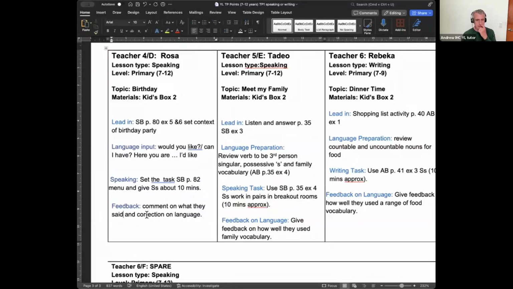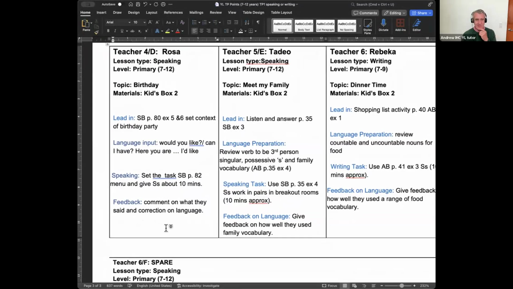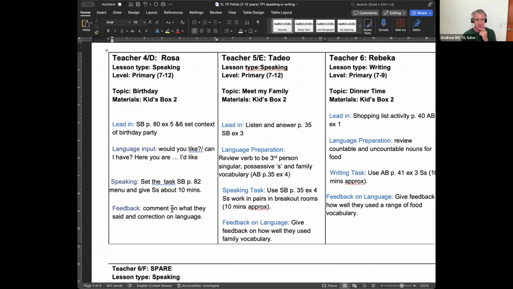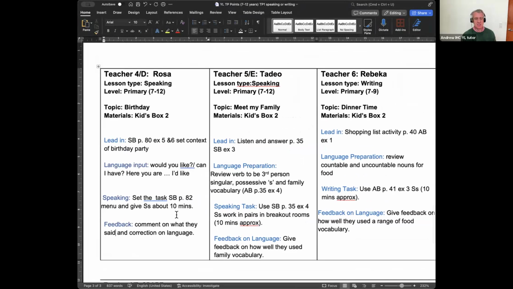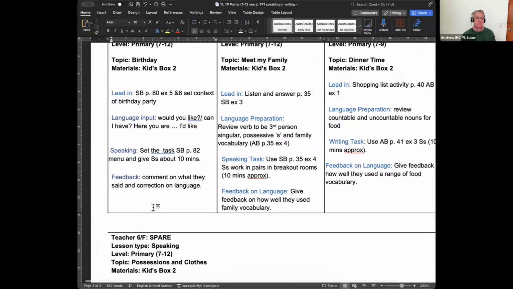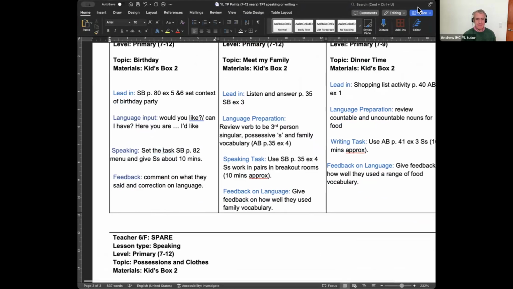There's just a slight mistake here in the feedback. It says comment on what they said, not right, right? Because it's a speaking lesson. It could be a good idea to give them a little demonstration of how to do the speaking task. You don't have to make a video, but you could get maybe one of your teachers to do a little demonstration.